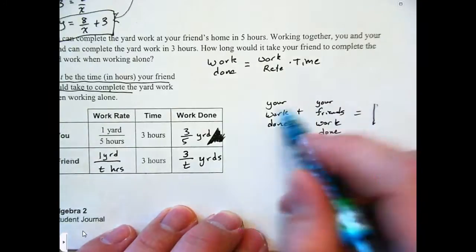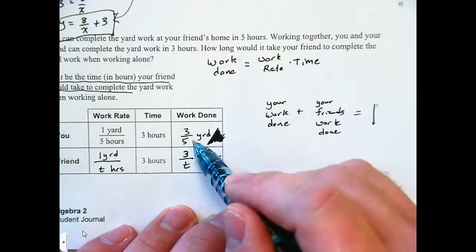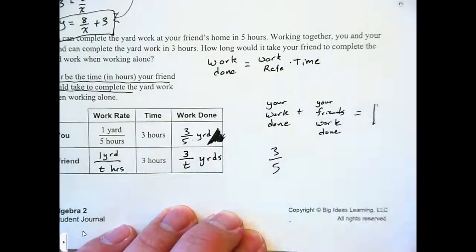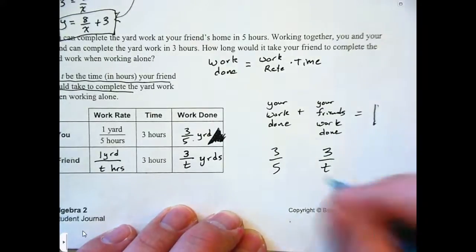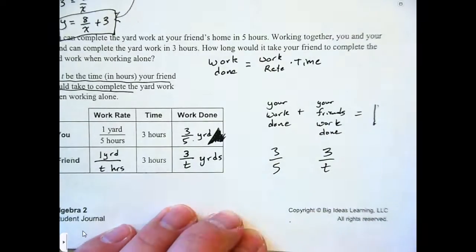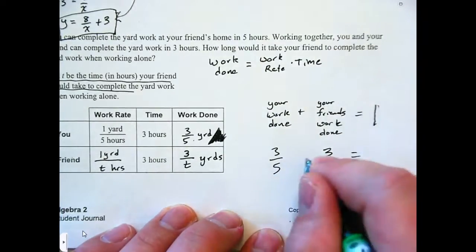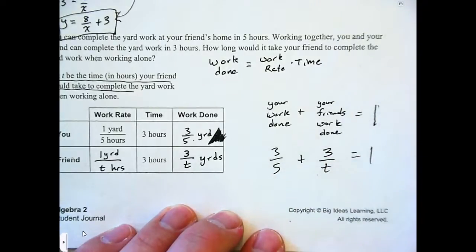Okay, so your work done, you've done 3/5 of a yard. Your friend has done 3/t yards. That's using his rate and his time. If we go through that and figure out what would make that 1, we could figure out what t is, how long it would take your friend to complete a yard.